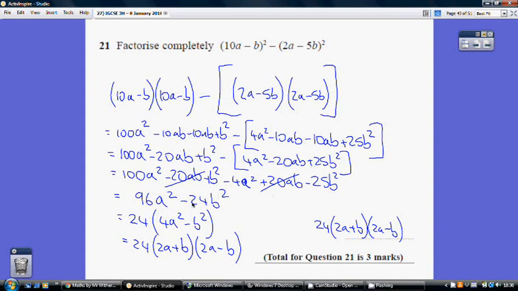We can then go and factorise, taking out the 24, giving us 24 lots of 4a squared minus b squared, and then you've just got to recognise that this is a difference between two squares. Both this first term and this second term can be square rooted. So we've got the square root of 4a squared is 2a, and the square root of b squared is b. So we get 2a plus b, 2a minus b. Because you'll see if you multiply out that pair of brackets, you get 4a squared minus b squared. So that's your final answer.